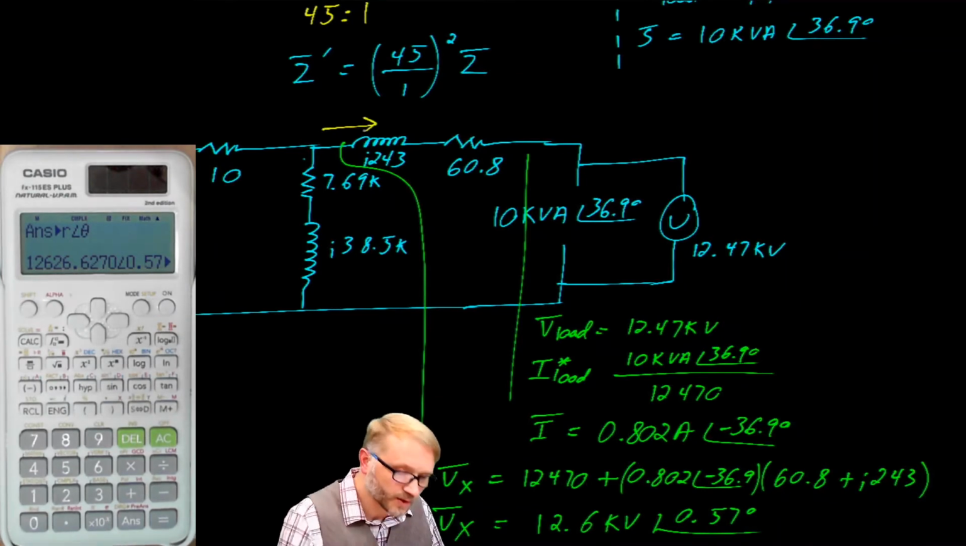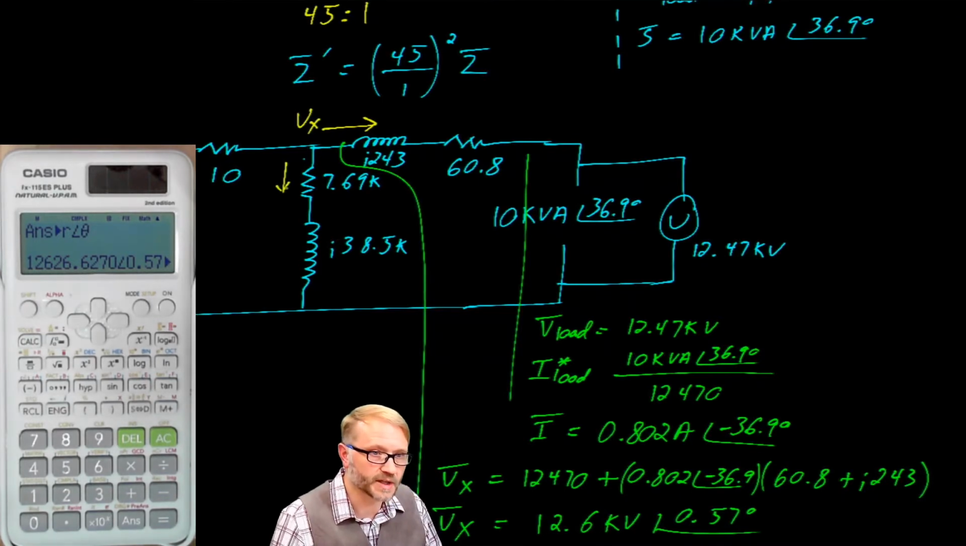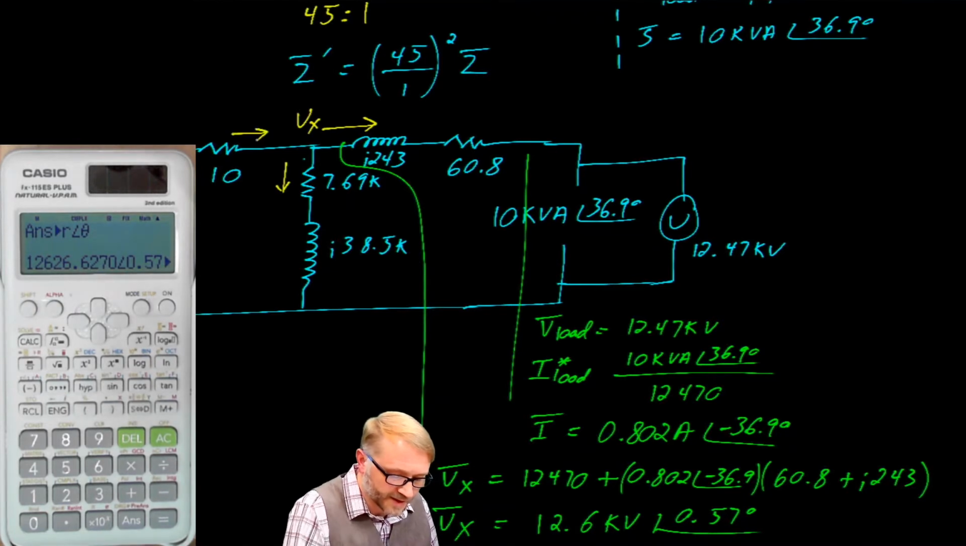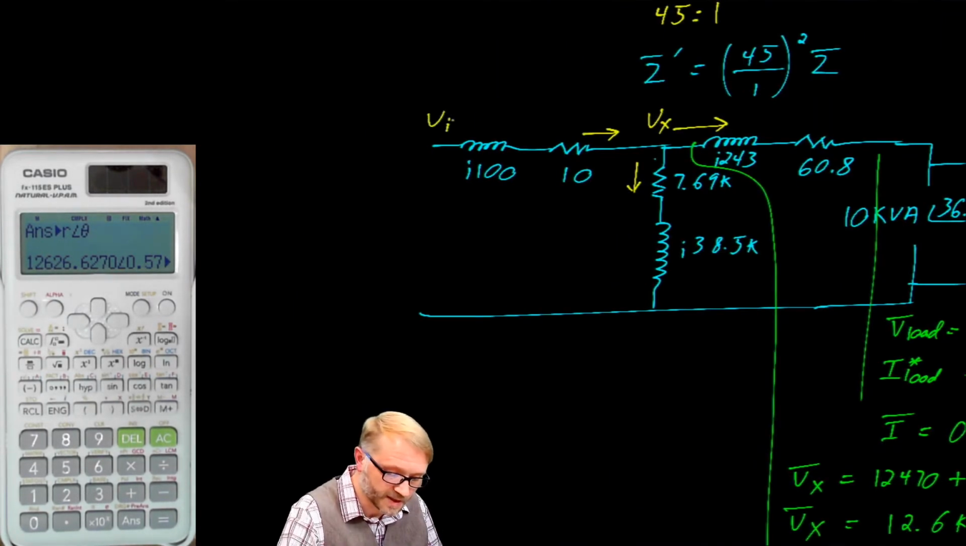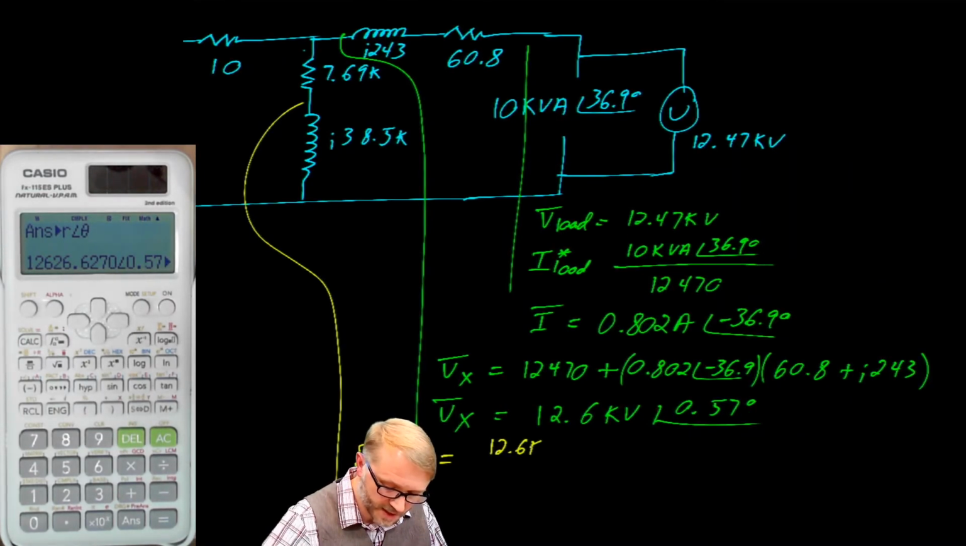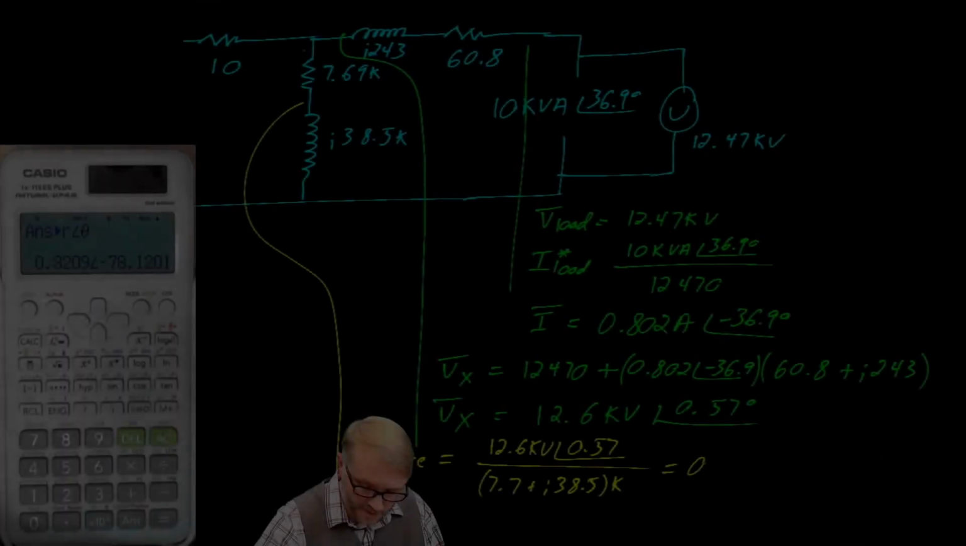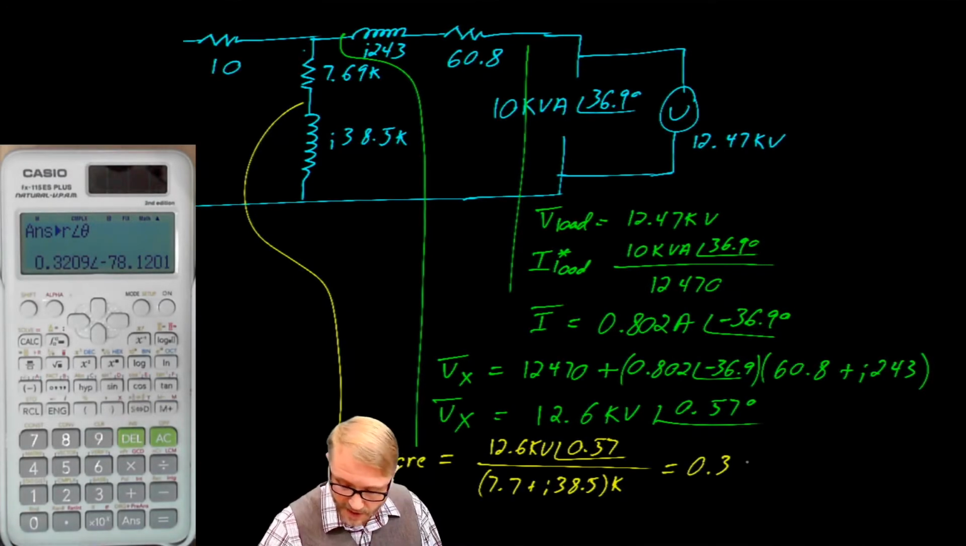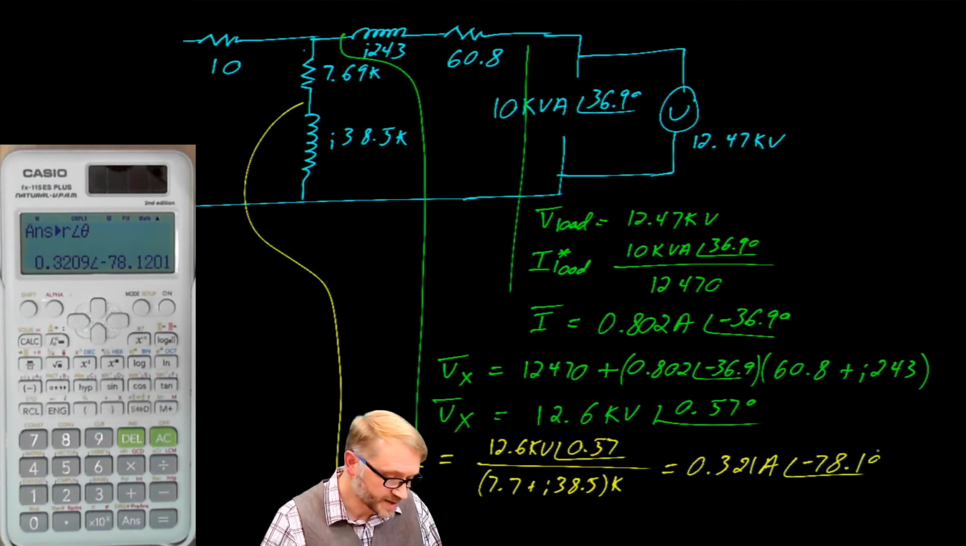That brings us here. We know what this current is. We know what the voltage at this point is. What we need now is the current that's in the core. From there, we calculate this current, and finally, we can calculate the input voltage. The current in the core is equal to 12.6 kV at a phase angle of 0.57 divided by 7.7 plus J38.5K. So our current in the core is 321 milliamps at a phase angle of negative 78.1 degrees.